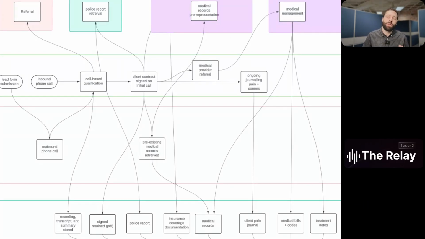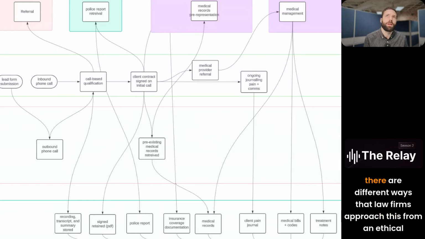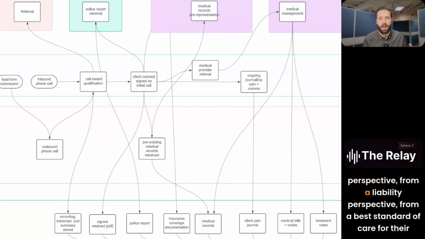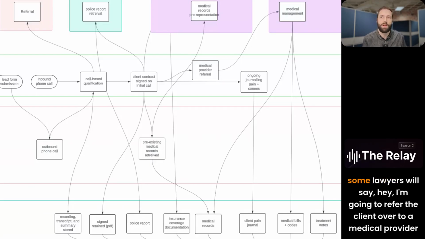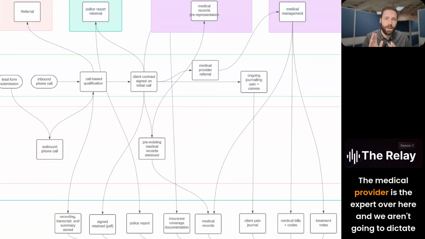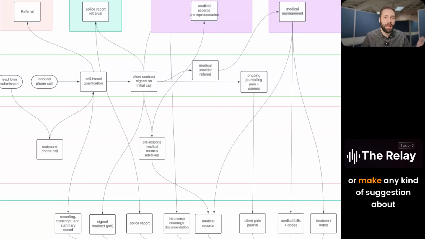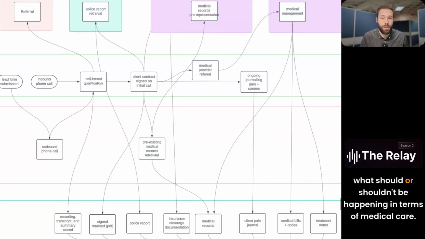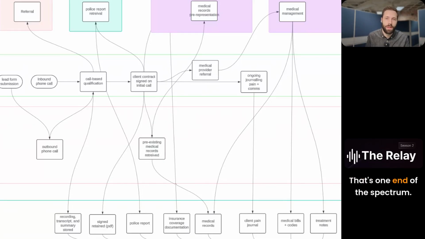And law firms have different approaches to this. There are different ways that law firms approach this from an ethical perspective, from a liability perspective, from a best standard of care for their client. Some lawyers will say, hey, I'm going to refer the client over to a medical provider, and that's it. The medical provider is the expert over here, and we aren't going to dictate or make any kind of suggestion about what should or shouldn't be happening in terms of medical care. That's one end of the spectrum.